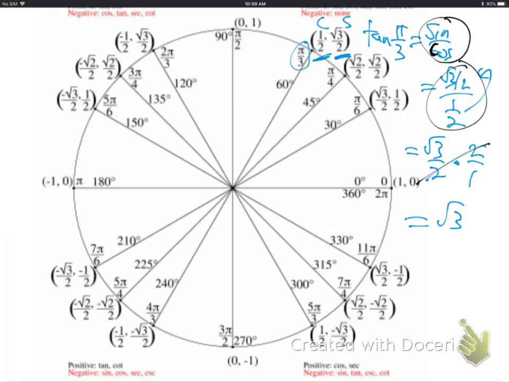Yes, good. Cosine is always first, sine is always second. Really important to keep that straight. I was doing one of these the other day, and I reversed it. So watch out. Cosine comes first, then sine.